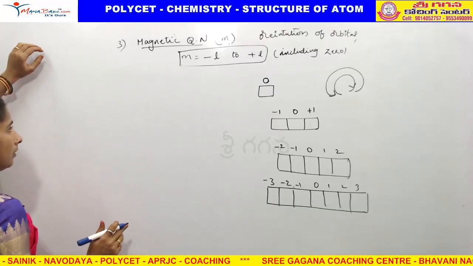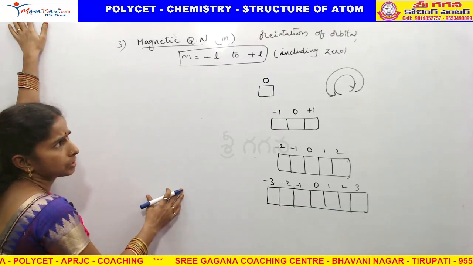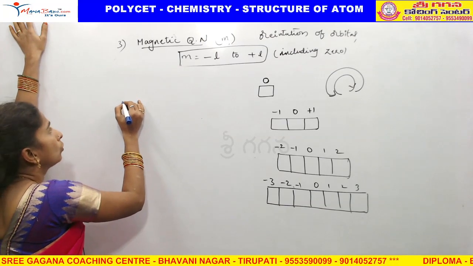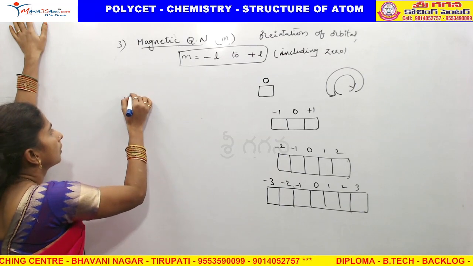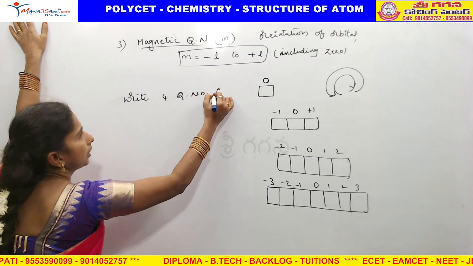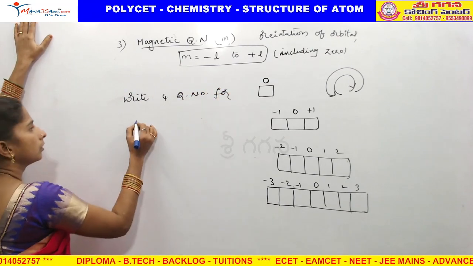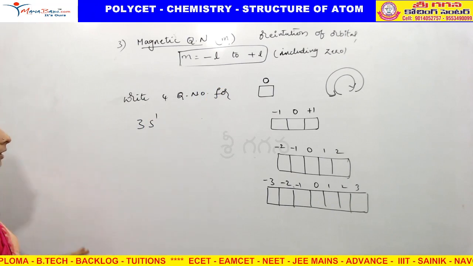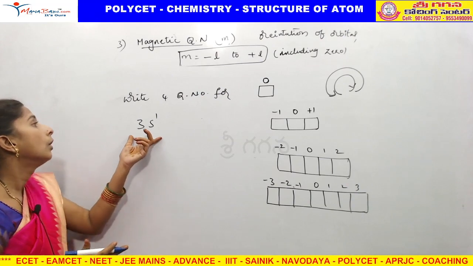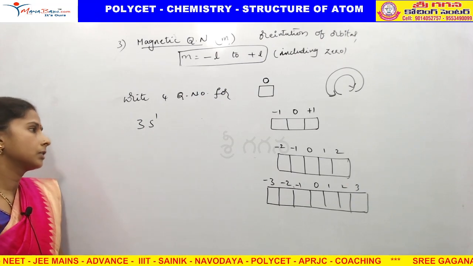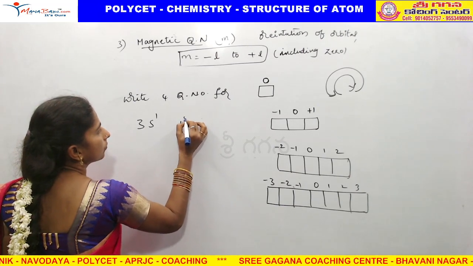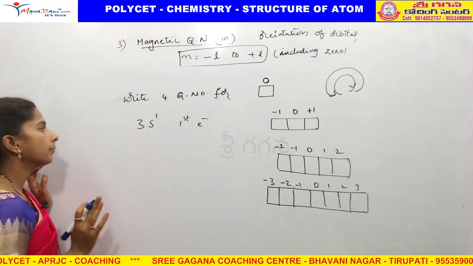For example, they may ask questions on quantum numbers. They may ask the question: write the 4 quantum numbers for 3s1. Like this they may ask the question, or otherwise they will give 4 options and ask which is the correct set of quantum numbers for 3s1. Right, 3s1, first electron, only one electron is there, obviously 3s1.